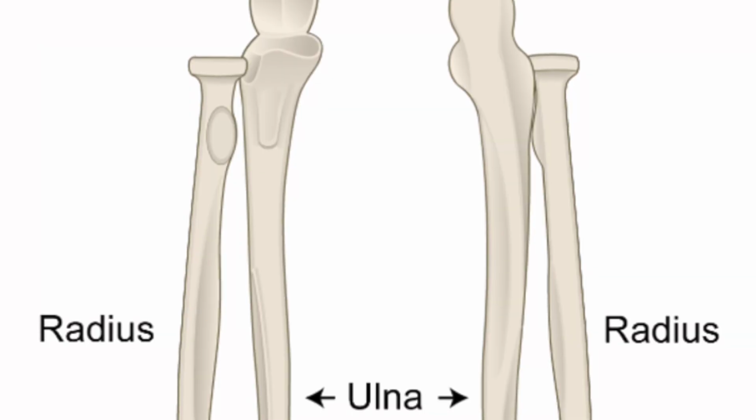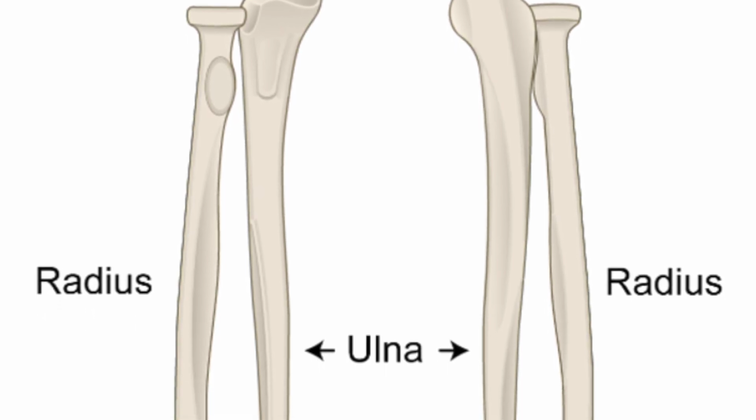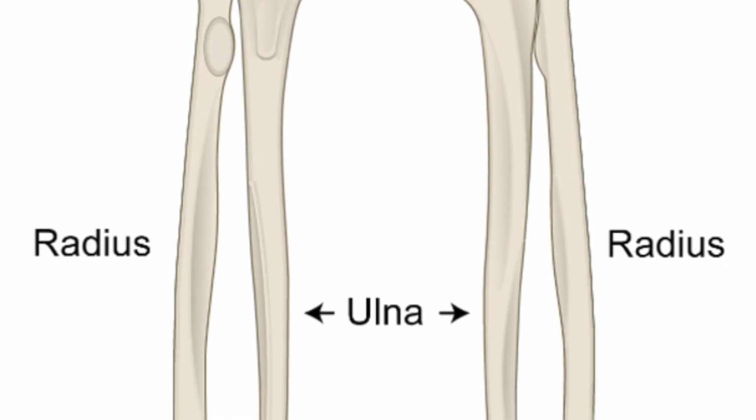That's all for the radius and ulna. I hope this helped you understand the structure and function of these two key forearm bones.